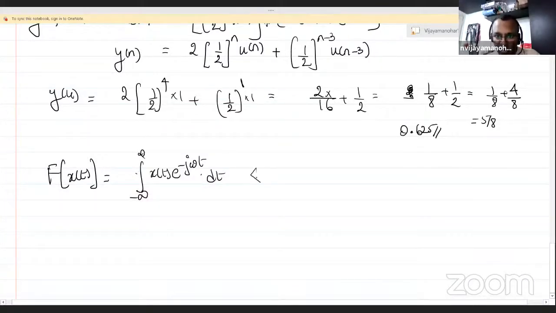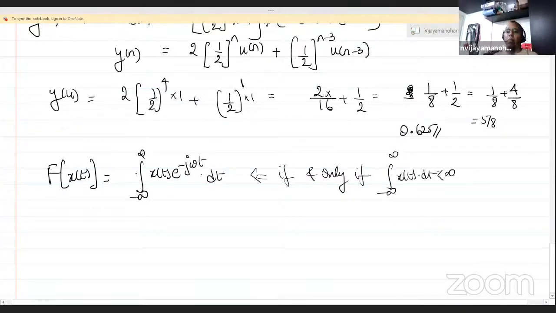This exists if and only if the integral from minus infinity to infinity of the magnitude of x of t dt is less than infinity. So my x of t is absolutely integrable. Fourier transform exists only when you satisfy Dirichlet's conditions and x of t is absolutely integrable. Then the Fourier transform of x of t is given by this.